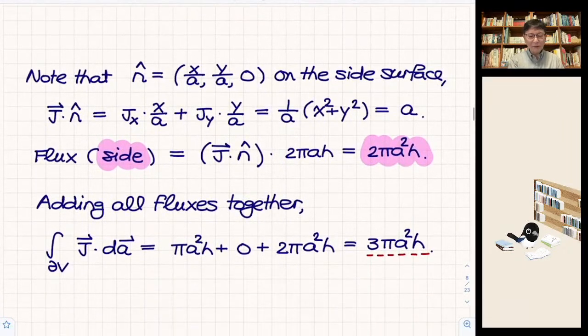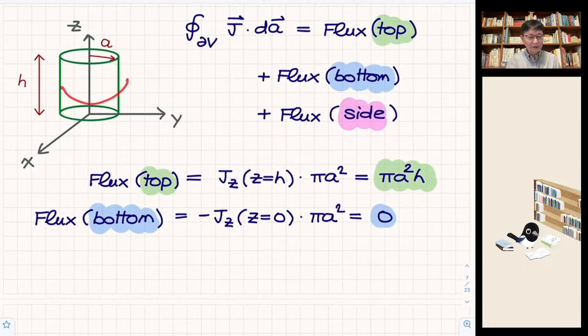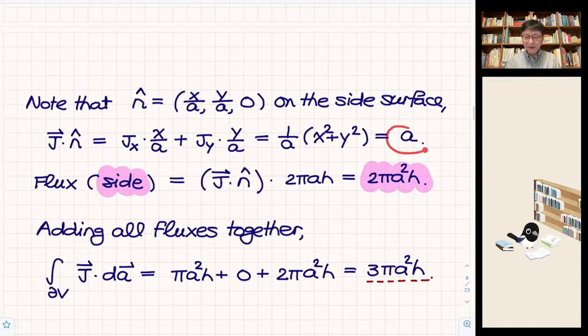But remember one important thing: for a cylinder, the normal has zero z component, and it goes as x divided by a and y divided by a. Okay, and so then if you calculate j dot n, the inner product of j and n, that's jx times nx plus jy times ny, plus jz times nz, which is 0. So I didn't write it down. And jx is x, jy is y, so then you end up with 1 over a times x squared plus y squared. But on the cylindrical surface, x squared plus y squared is just a squared. So that's a.